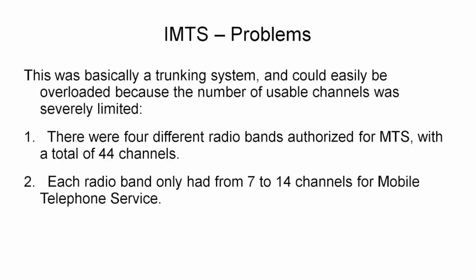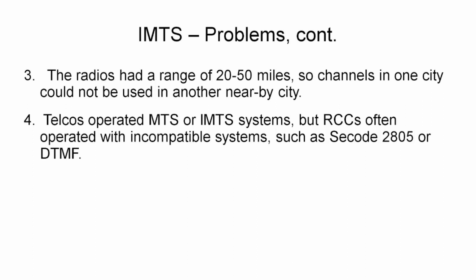IMTS problems. This was basically a trunking system and could easily be overloaded because the number of usable channels was severely limited. There were 4 different radio bands authorized for mobile telephone service for a total of 44 channels. Each radio band only had 7 to 14 channels for mobile telephone service. The radios had a range of 20 to 50 miles, so channels in one city could not be used by another city. Rochester could not use the same channels that Syracuse or Buffalo were using.